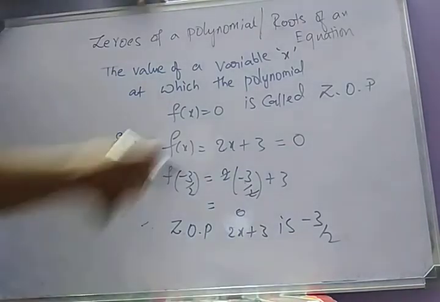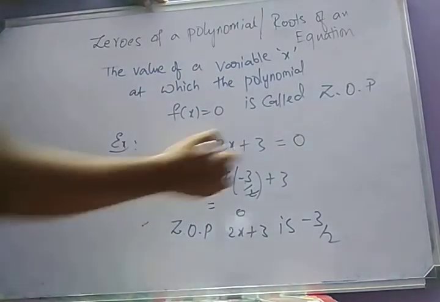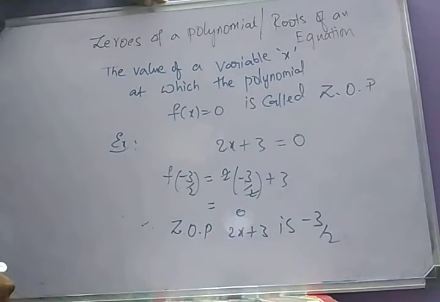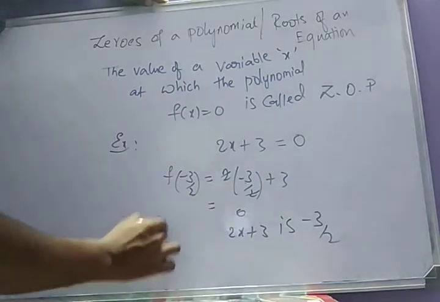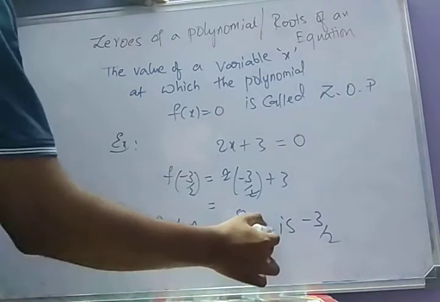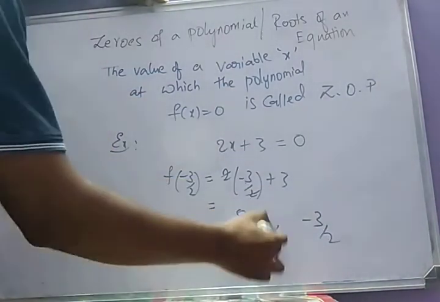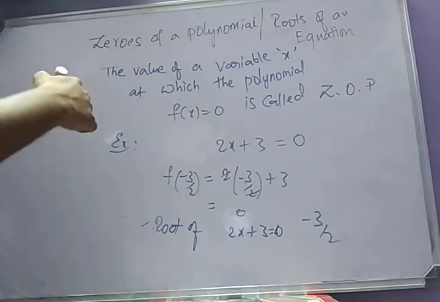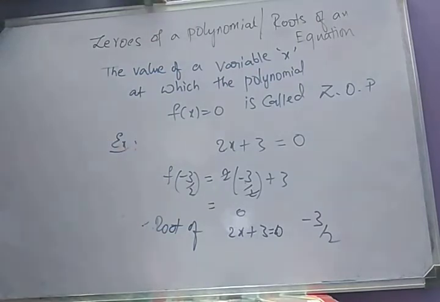So if you consider an equation 2x plus 3 equal to 0, who is the root of this equation? The same thing, the same person. The root of 2x plus 3 equal to 0 is minus 3 by 2. If it comes to polynomial, we will call them as zeros, and if it comes to equation, we will call them as roots. That's the only difference.